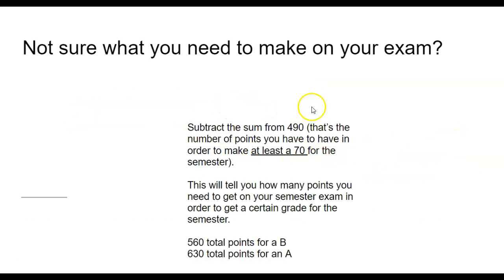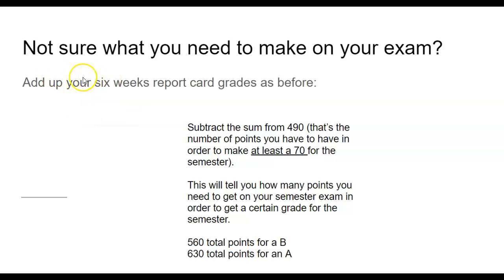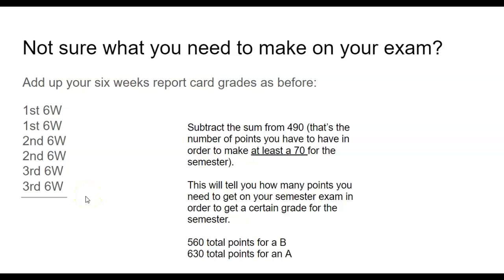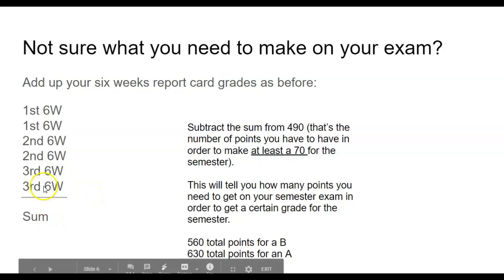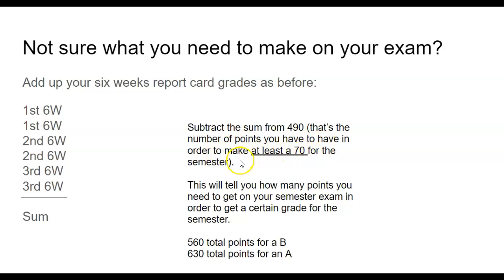If you're not sure what you need to make on your exam, because you haven't taken it yet, you need to know, do I have to make an 85 in order to pass the class? This is what you're going to do. Add up your 6 weeks report card grades just like we did before. So your first 6 weeks grade twice, your second 6 weeks grade twice, your third 6 weeks grade twice. This is what you do if you don't know what you're going to make on your semester exam. You're just trying to figure out what you should aim for. So add those up and then subtract that sum from 490. That's the number of points you have to have in order to make at least a 70 for the semester.